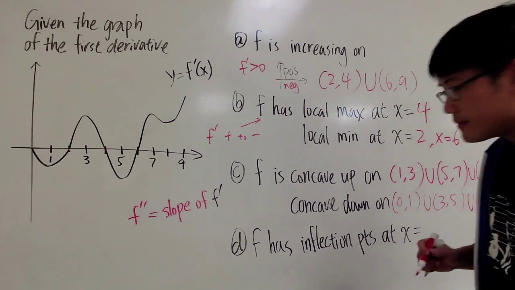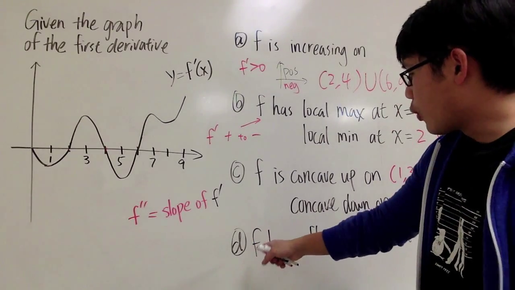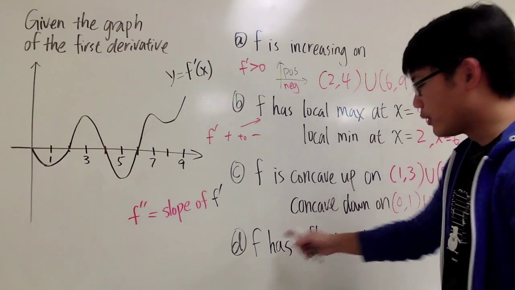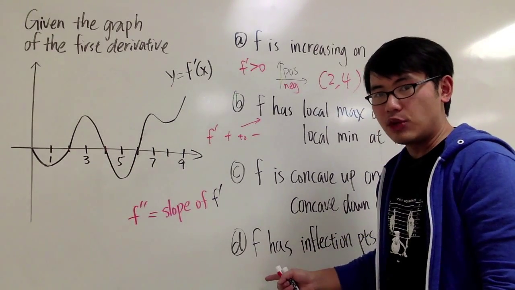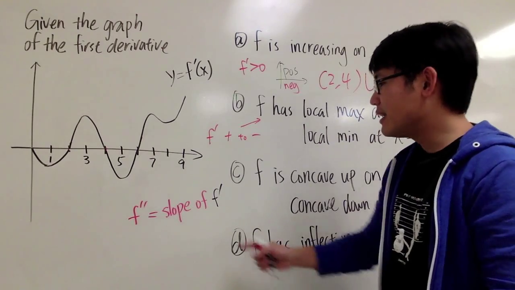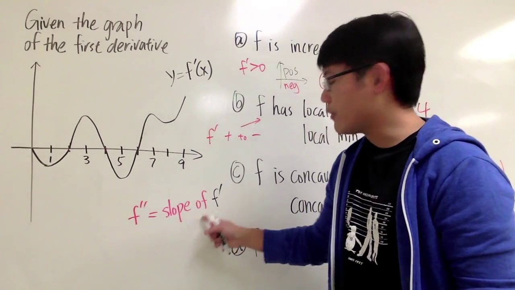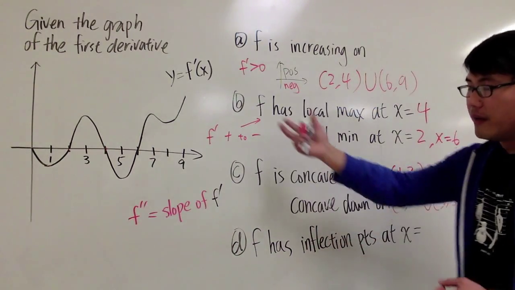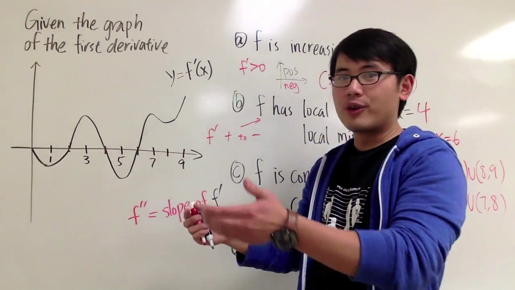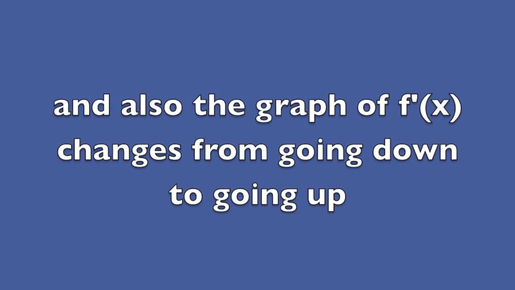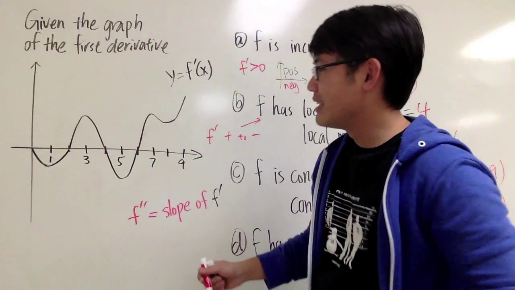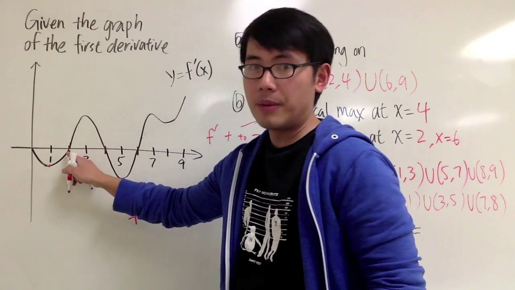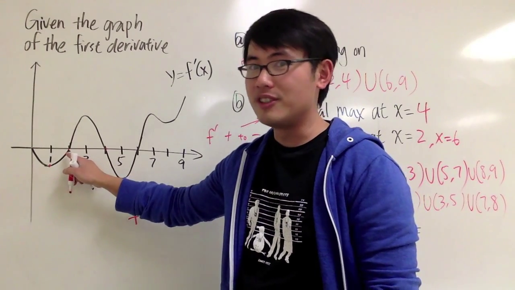And that's it. Lastly, I would like to know where f has an inflection point. For the inflection point of the original, that means the second derivative changes signs. But the second derivative means the slope of the first derivative. In this case, it will be the place where the graph changes from going up to going down, or going down to going up. That means the second derivative will be changing signs.